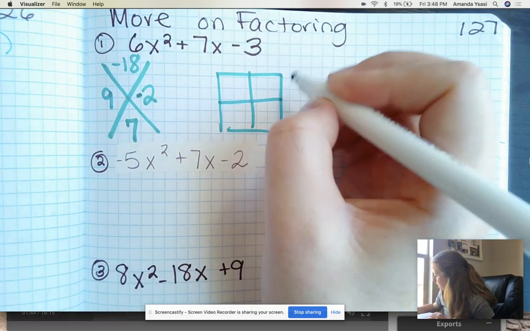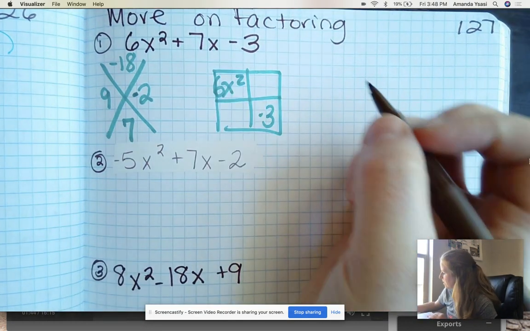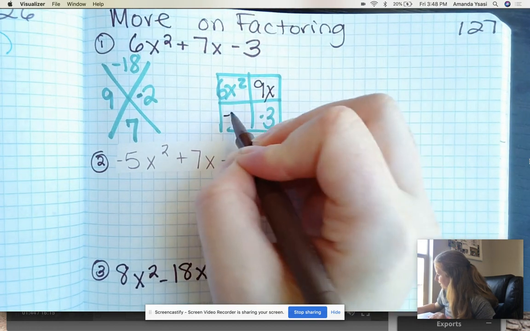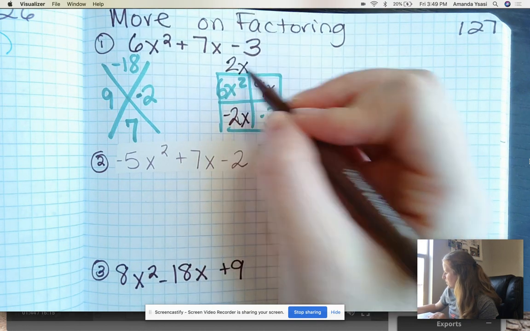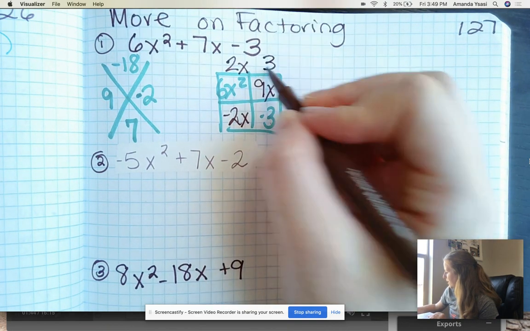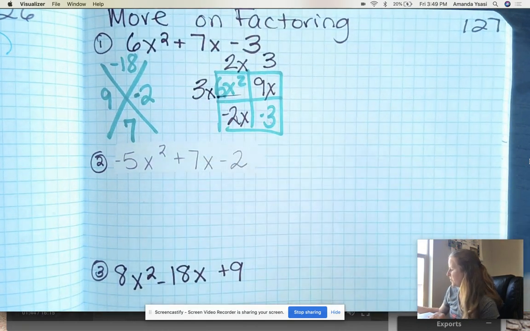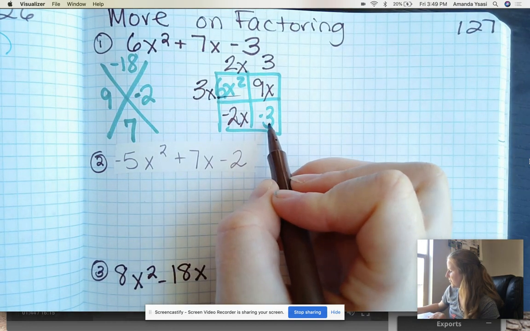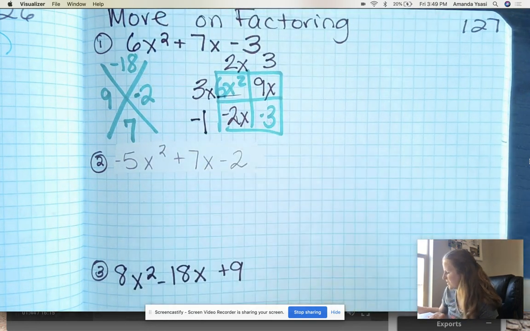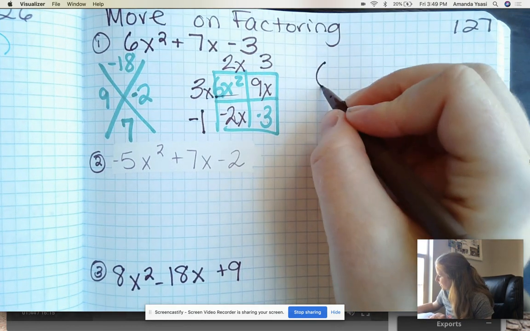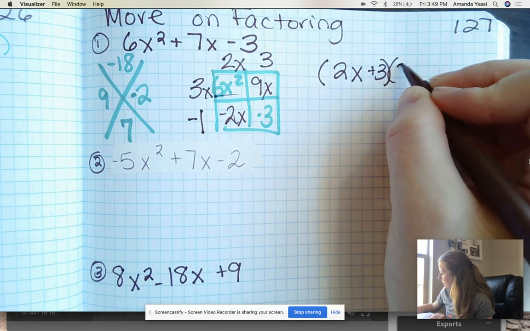Okay. So then we have 6x squared and negative 3 there, and then we have 9x and a negative 2x. So then we factor the column. So that would be a 2x. Factor this column, that'd be 3. And then this, 6x squared and 9x, 3x will go into both of those. And then negative 2x and negative 3, I have to pull out a negative because that first number is negative. So it's a negative 1 because I don't have anything else in common. So then my factors are 2x plus 3, and then 3x minus 1.